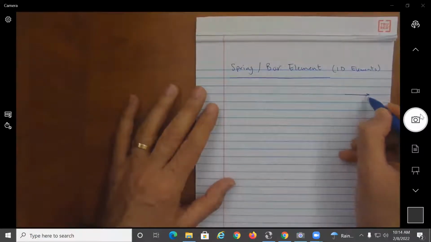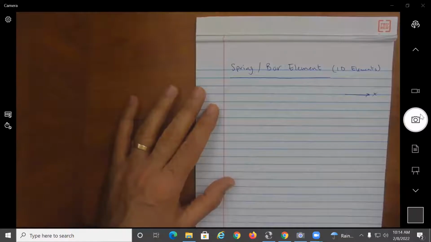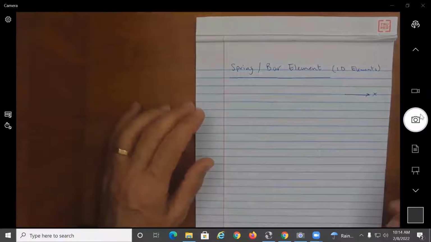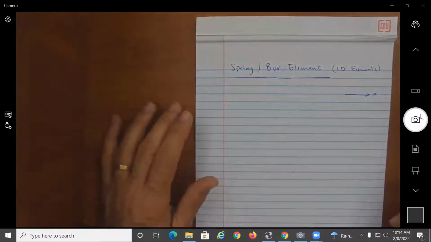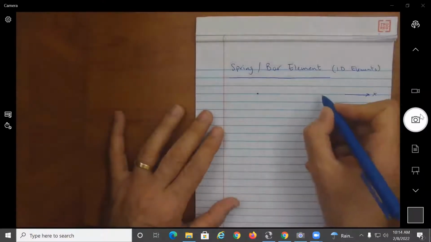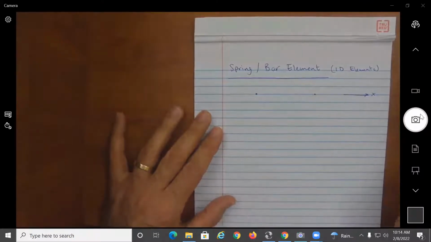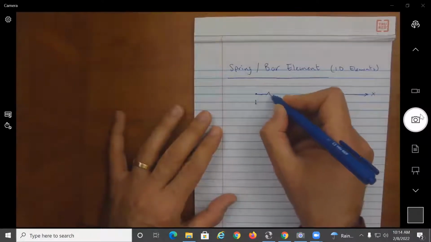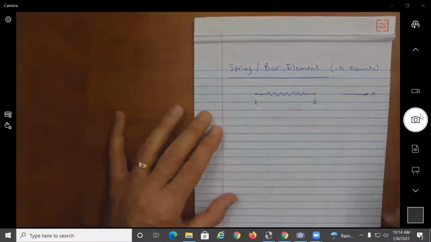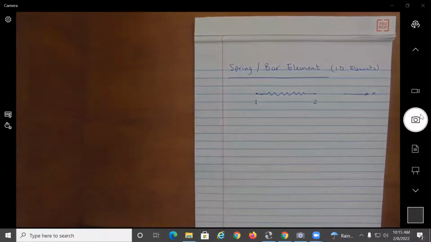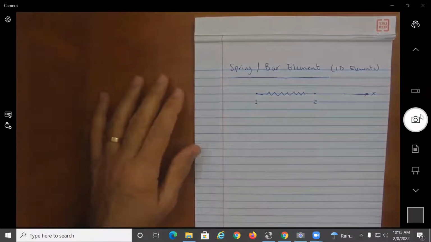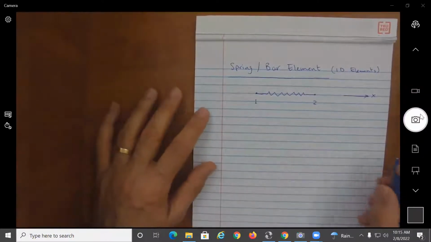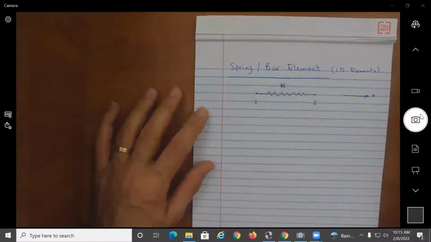So it's 1D, so it extends along the x-axis. And usually the element would fill in a geometry. And it extends between at least two nodes. So here I have a node 1 and a node 2. And here is my spring element. It's a linear spring, so it has a spring constant K.